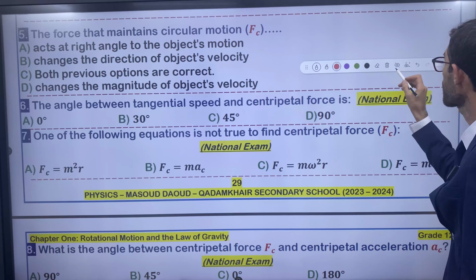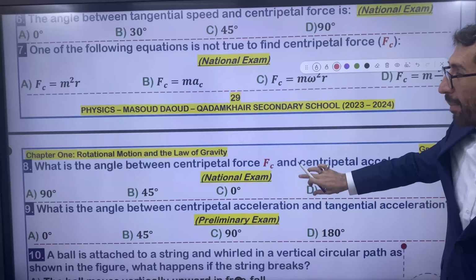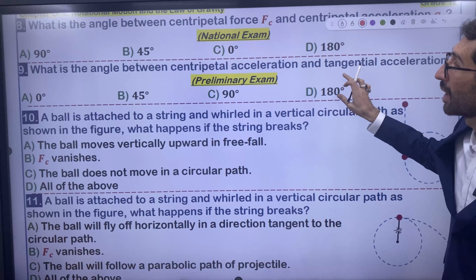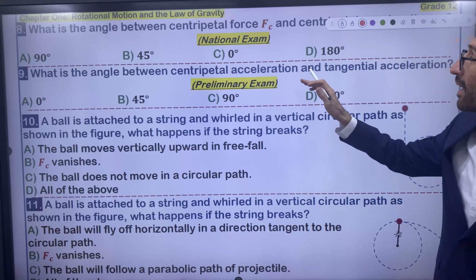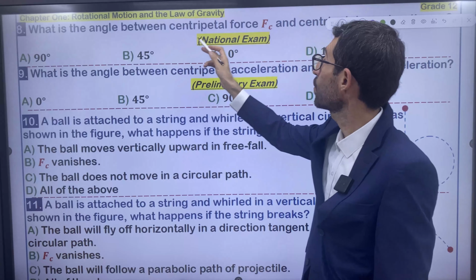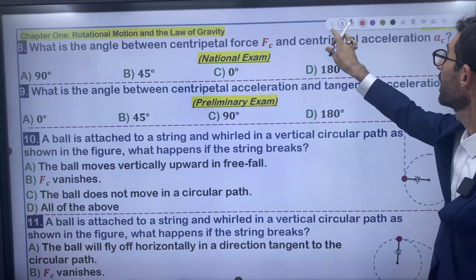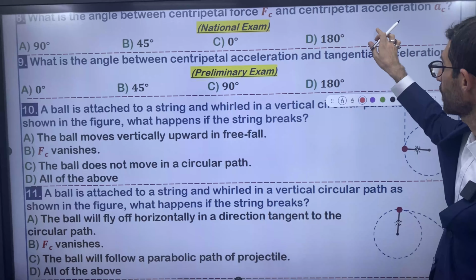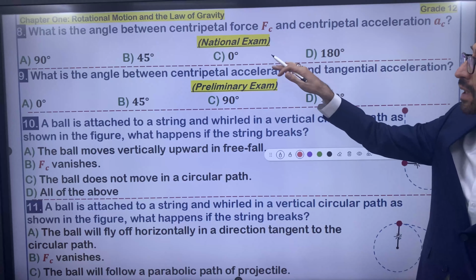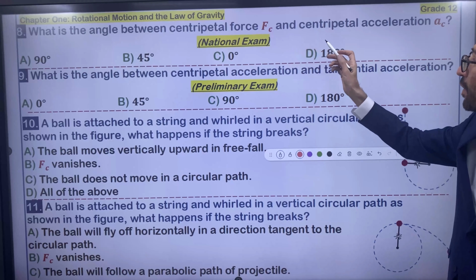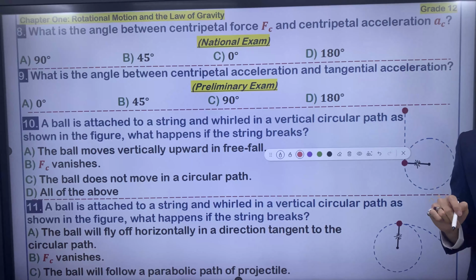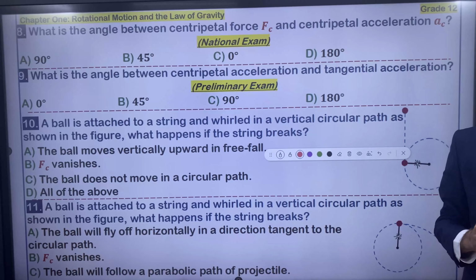Let's move on to another question, which is question number 8. Let me read the question. By the way, this is a question of national exam as well. What's the angle between centripetal force, Fc, and centripetal acceleration, ac? Let me pull it down for better vision. Are the quantities similar or not?